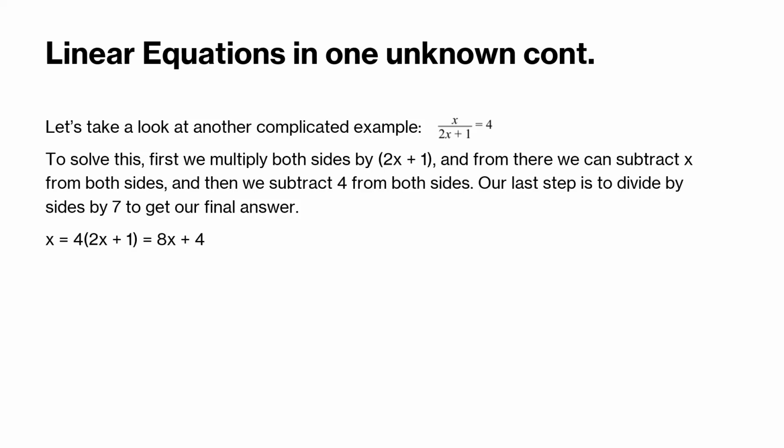x equals 4 multiplied by 2x plus 1, which gives us 8x plus 4. So we subtract x from both sides: 0 equals 7x plus 4. We subtract 4 from both sides: minus 4 equals 7x, divided by 7 to get our x. x equals minus 4 over 7. That's our final answer.